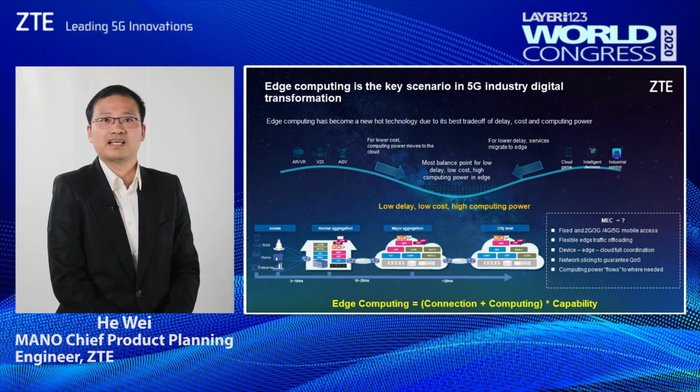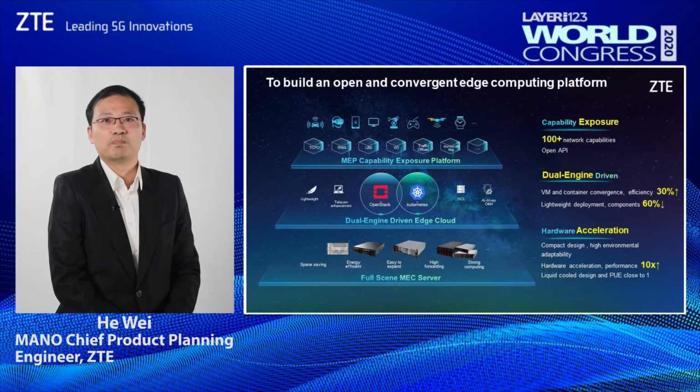To sum up, it's necessary to find a balance point with low costs, low latency, and high computing capability on the cloud and edge side. Edge computing includes three main factors: connection, computing, and capability. To build an open and integrated edge computing platform, the following three architecture requirements must be considered.